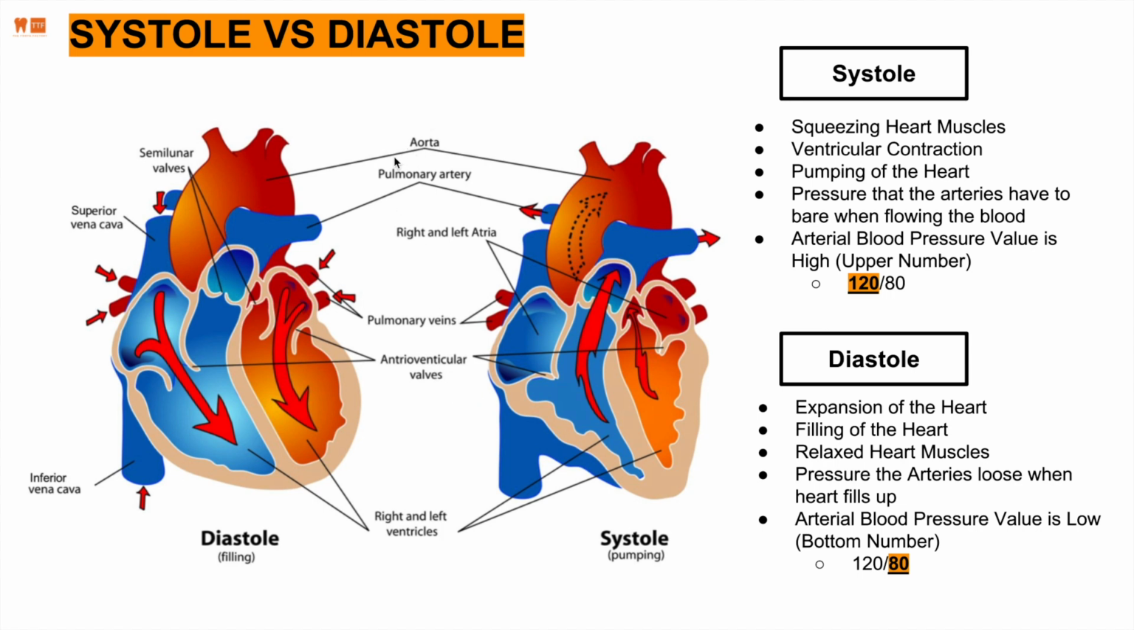Okay, now let's talk about systole and diastole. First of all, whenever we hear these words, our first instinct is to go towards blood pressure. And that's fair. But systole and diastole is a motion of the heart muscle. So this is either going to be contraction or dilation of the muscle. So how does it work?